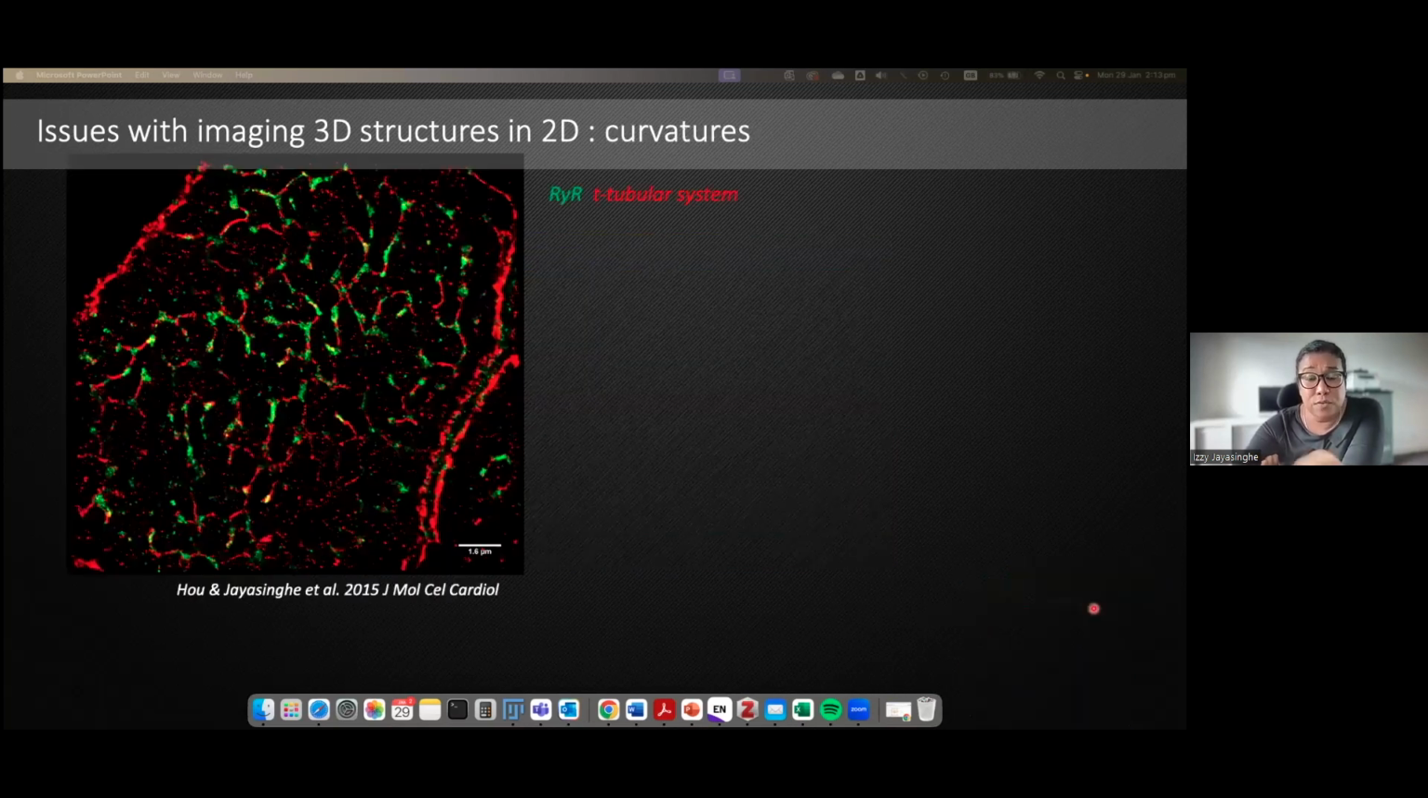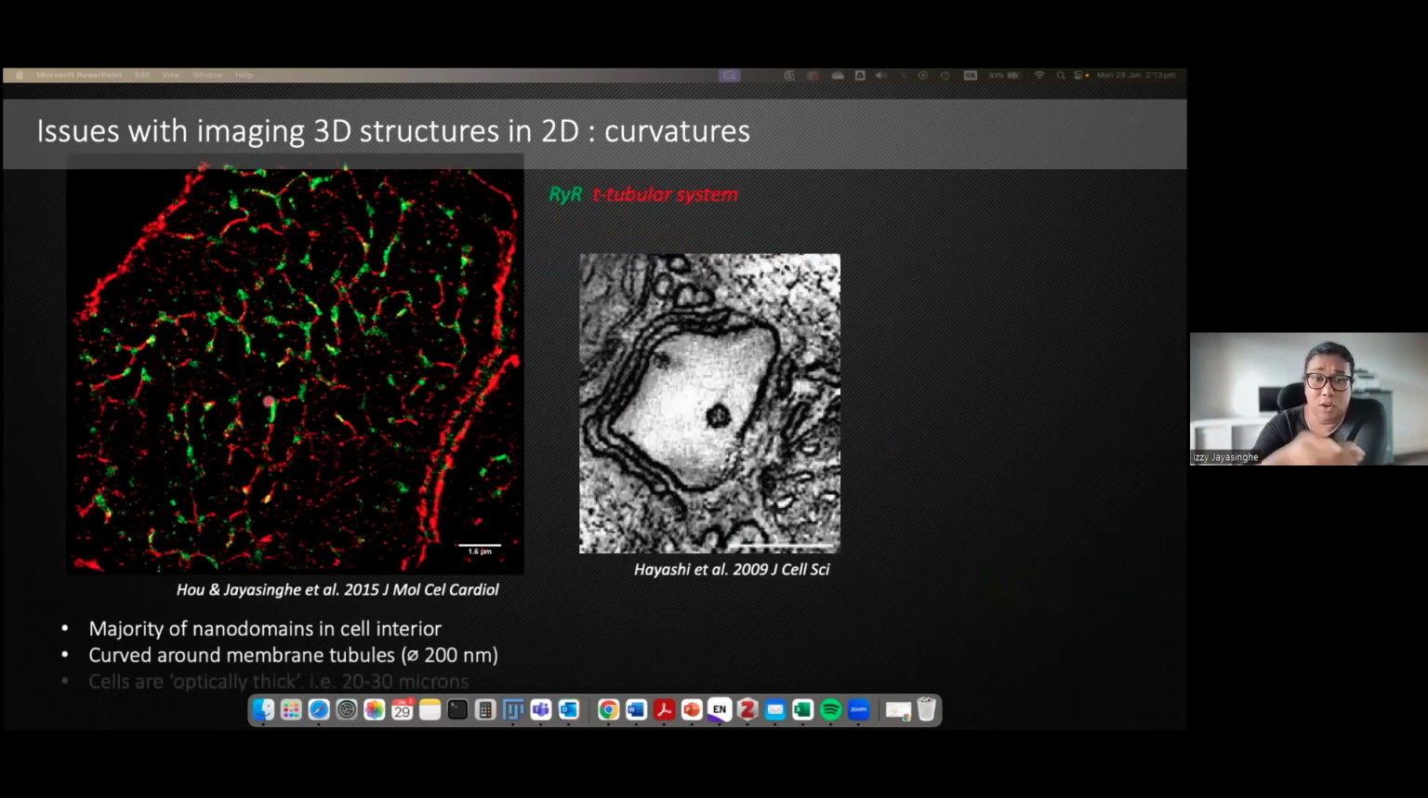And this is very true when it comes to striated muscle, because if you look at ryanodine receptors shown in green here, this is a cross-section of a cardiac muscle cell. A lot of those clusters are actually in the middle of the cell. There are some at the edge, but the vast majority is in the middle. And these clusters are often wrapped around tubes of membrane called T-tubules. So these are not flat arrays of channels.